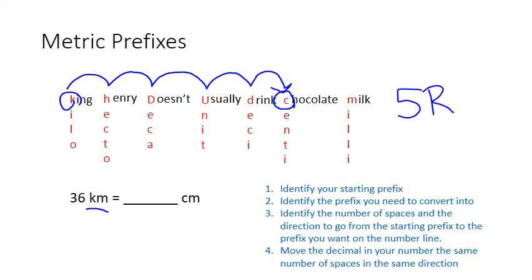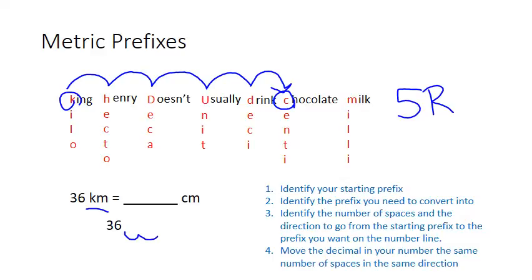That's the same number of spaces and the direction that we're going to move our decimal point in our given number. Now in 36, we don't have a decimal explicitly written. In these types of cases, you can always assume that the decimal is at the end of the number, in this case after the last number given, which is 6. And you move the decimal from that location.